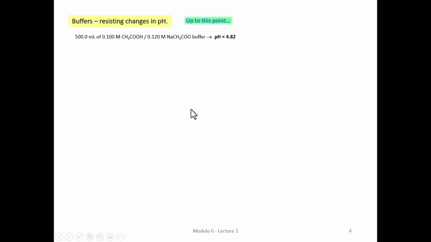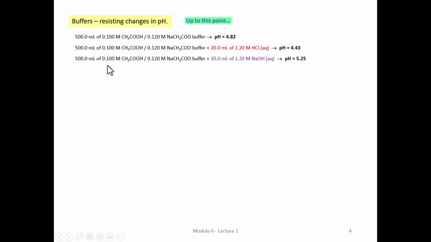So up to this point, our original buffer had a pH of 4.82. If we took 500 milliliters of that buffer and added 20 milliliters of 1.2 molar strong acid, HCl, the pH drops to 4.43, but it doesn't drop precipitously, so the buffer's resisting. If we made fresh buffer and added the equivalent amount of strong base, the pH would go up by about less than half a unit. So the buffer's resisting, but the pH does go up a little bit.